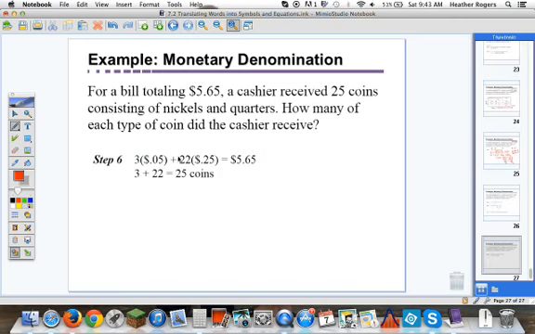And then, of course, you can check. You can count up your money. 3 times 5 cents plus 22 quarters does give me 565. 3 nickels and 22 quarters is 25 coins. Good and good. That's how you need to go through these problems. Make sure you're checking at the end. Again, this was 7.2, translating words into symbols, creating equations, and then solving.